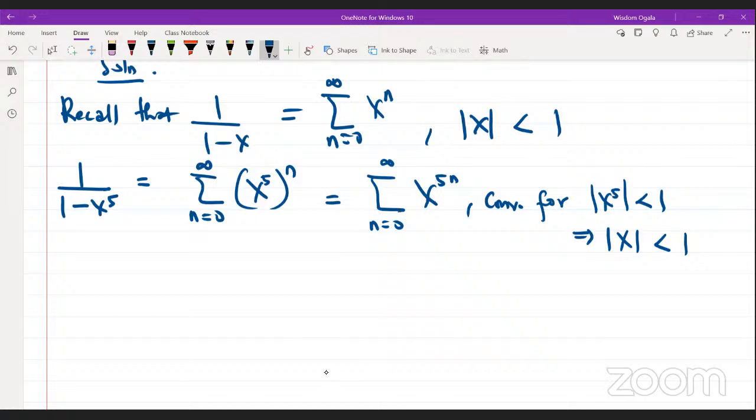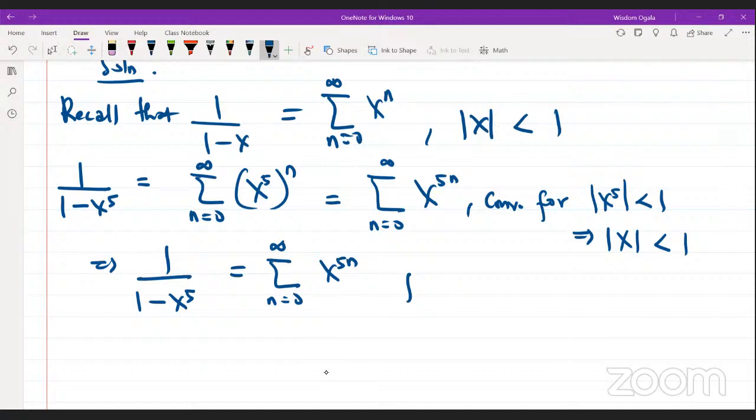Now, what can I see? Okay, so let me not skip steps. This means that 1 divided by 1 minus x to the fifth is just the sum, n from 0 to infinity, of x to the power of 5n, for the absolute value of x less than 1.